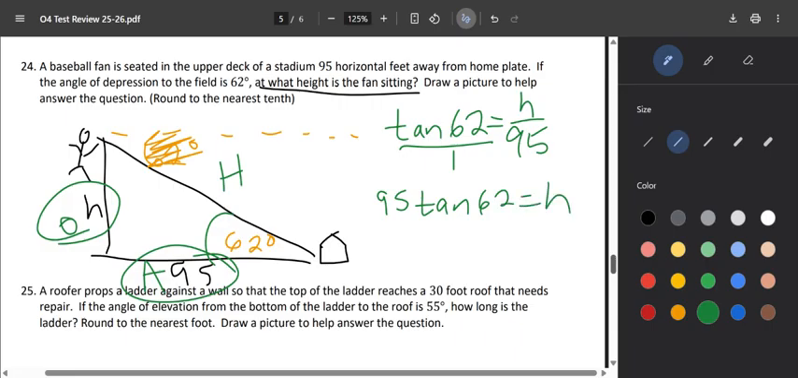Let me type that in. Let's see, 95 tangent of 62. And rounding to the nearest tenth, it's 178.7, and it looks like it's in feet.